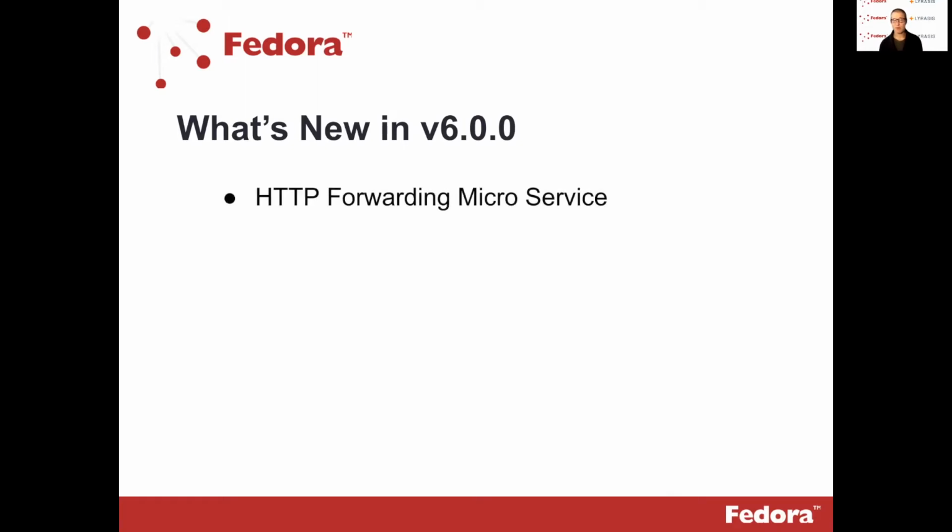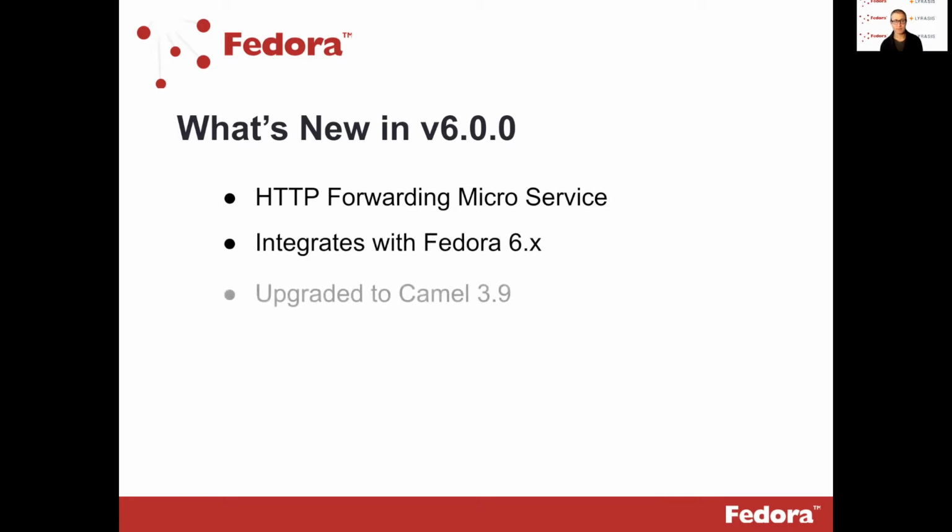As I said before, included in this is a new HTTP forwarding microservice that allows you to integrate with any HTTP-based service. It supports Fedora 6. We've upgraded to Camel 3.9, so it's running on the latest Camel version. And finally, we've simplified deployment to make it easier for you to play with it, spin it up.